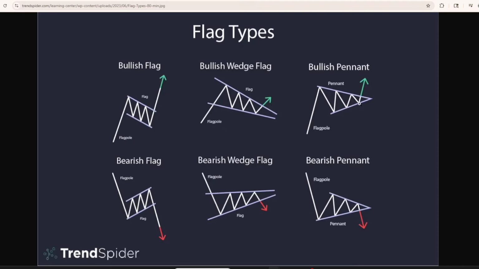So we know a flag and a pennant. Now, a flag has parallel lines. The flag can be going down, sideways, or up. And the pennant has converging lines. It's really a symmetrical triangle. Now, with the wedge, they're converging much more slowly. They're creating this wedge. So a falling wedge is bullish.